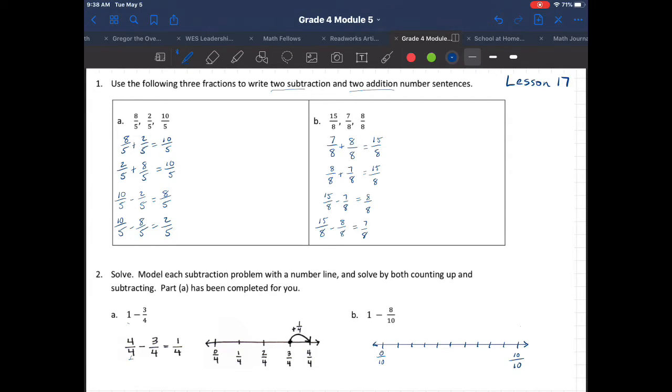So I already drew the number line for this one. So we have 1 minus 8/10. So it does help to remember that 1 is also 10/10. Take away 8/10, and I'd get 2/10. And for the counting up, here's 2/10, and they want us to count up 8/10, which gets us back to 10/10.